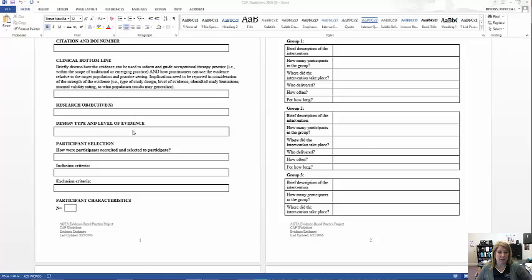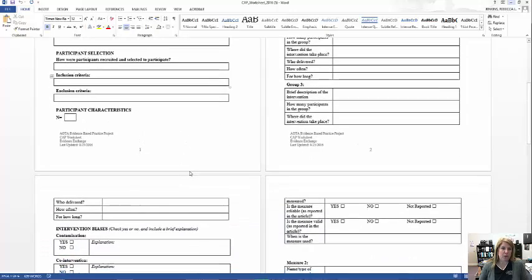The design type and the level of evidence: the guidelines have some good instructions for you about reading that, and just try to figure that out. What I was telling somebody the other day was, when you're looking at design type, try to think about how many groups there were, and think about whether those groups were randomized. Teasing that information out will help you figure out what the design type is and what level of evidence it is. I'm glad to help you if you need help with that, but hopefully it's clearly stated. Not always, as we know.